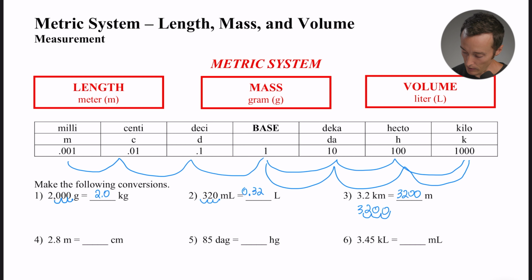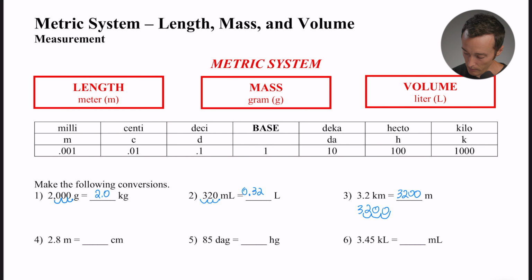Okay. Let me get rid of some of these marks here just so you can see where I'm counting. So I'm counting from meters to centimeters. From the base unit of meters over to centimeters, that's 1, 2 places to the left. So I'm going to move this decimal 2 places to the right, and fill that in. So that would be 280 centimeters. Okay, so all you're doing is counting from one place to the next and then moving the decimal point that many places in the opposite direction.